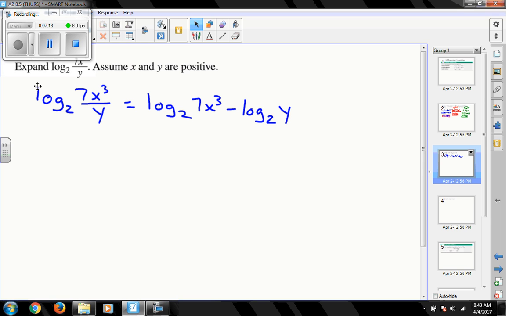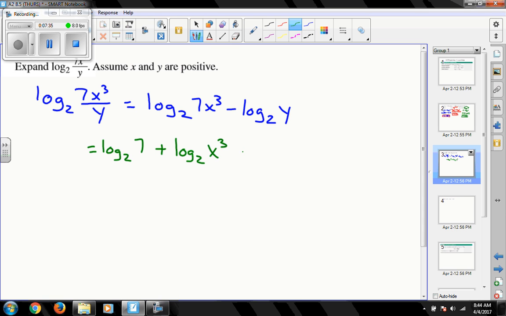And now that looks like we've got a good start, but we also have multiplication going on between the 7 and the x cubed, which now that can be written as log base 2 of 7 plus log base 2 of x cubed minus log base 2 of y. So I just split that 7x cubed apart and added that into my expression that I'm expanding here.